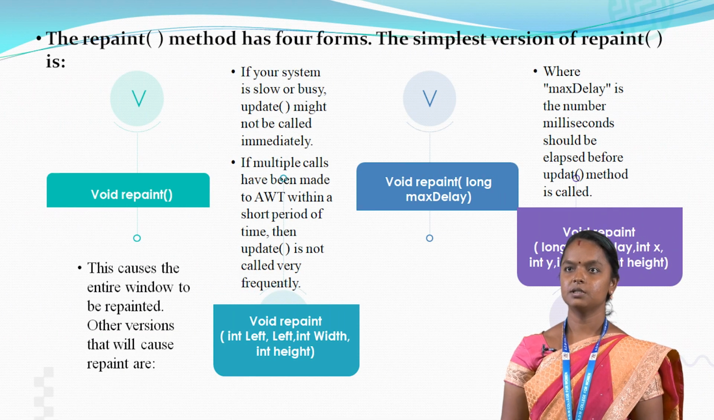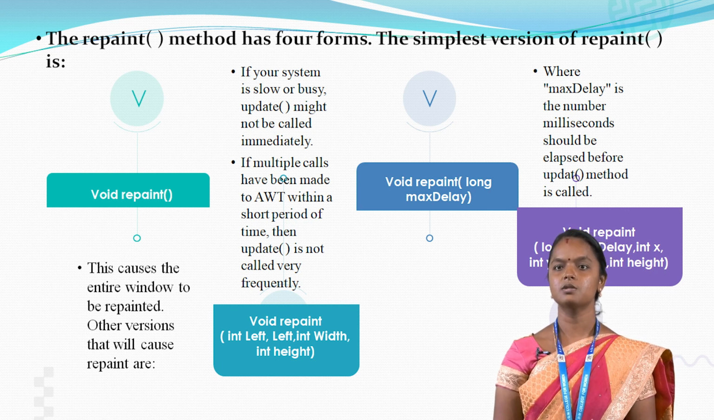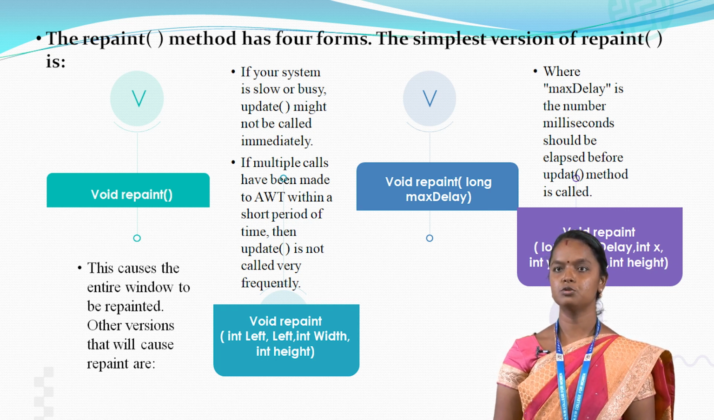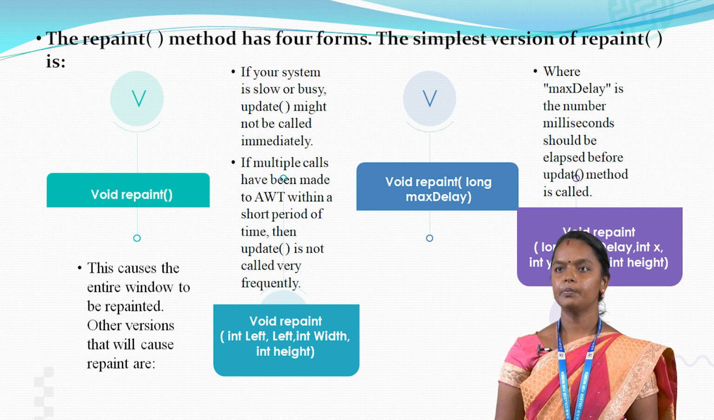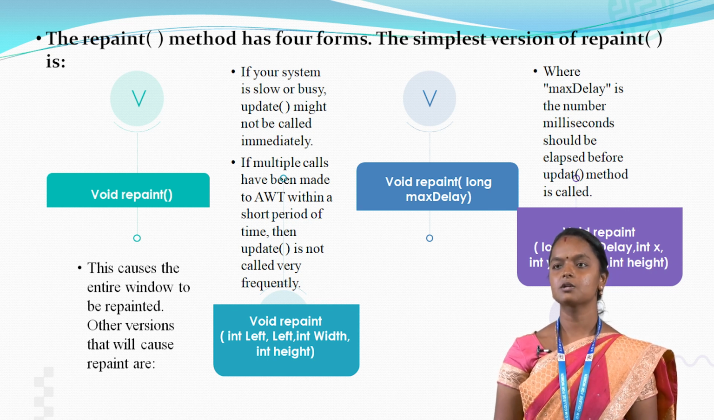Next, the repaint method has 4 forms. The simplest version of repaint is void repaint(). This causes the entire window to be repainted. Other versions will cause repainting of a region. Next, void repaint(long maxDelay). If your system is slow or busy, update might not be called immediately. If multiple calls have been made to the AWT within a short period of time, then update is not called very frequently. The maxDelay is the number of milliseconds that should elapse before the update method is called.